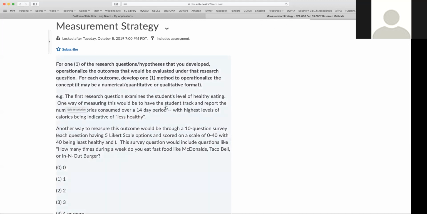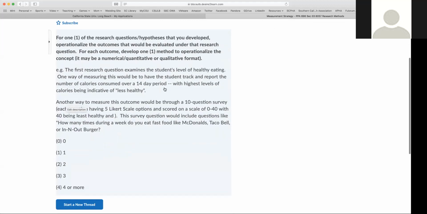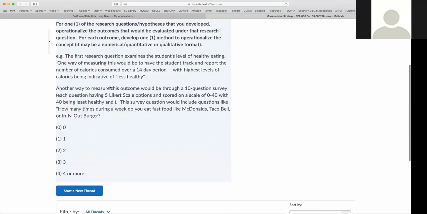And one way of measuring this for healthy eating is to ask questions about number of calories consumed over a 14-day period, with highest levels of calories indicating less healthy. So this is two examples. I don't expect you to do two. I want you to come up with one. So this is an example.